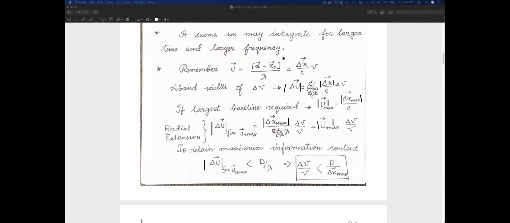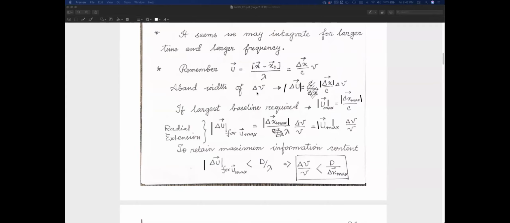But U will change if I change the frequency. Lambda is c by nu, so it will change if I change the frequency. So if I choose a bandwidth of delta nu, U directly linearly depends on nu. And I think that c does not change as well, as light is traveling in free space. Whatever you do, c does not change, that is special relativity. So the delta nu bandwidth will give you a range in delta U, which is given by delta X by c into delta nu, just coming from the previous expression.